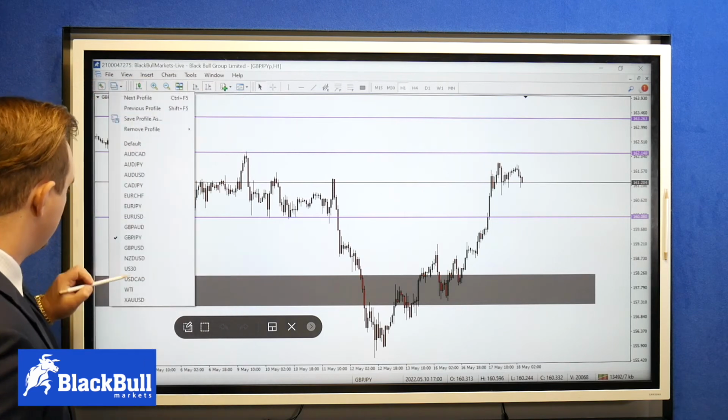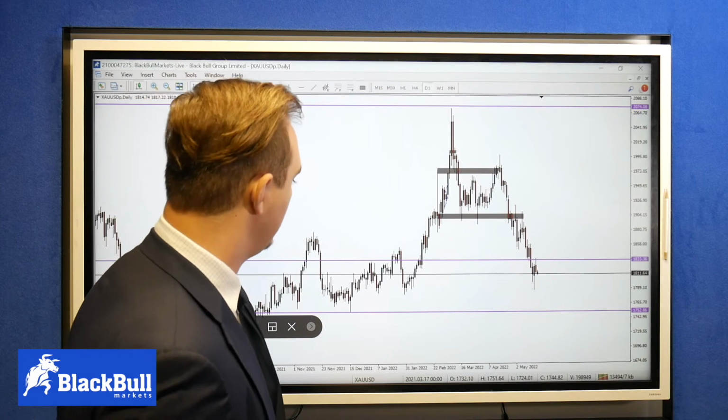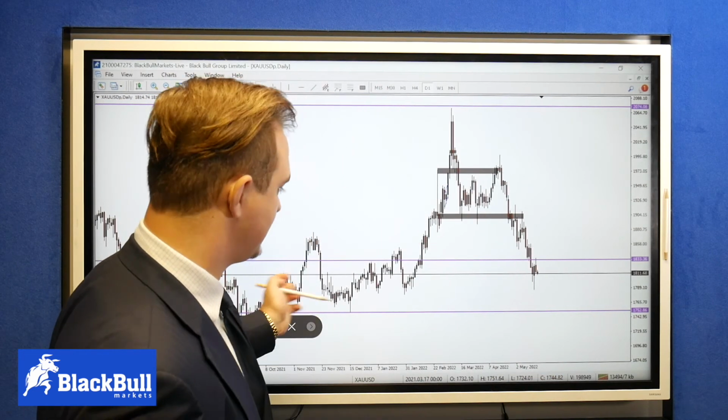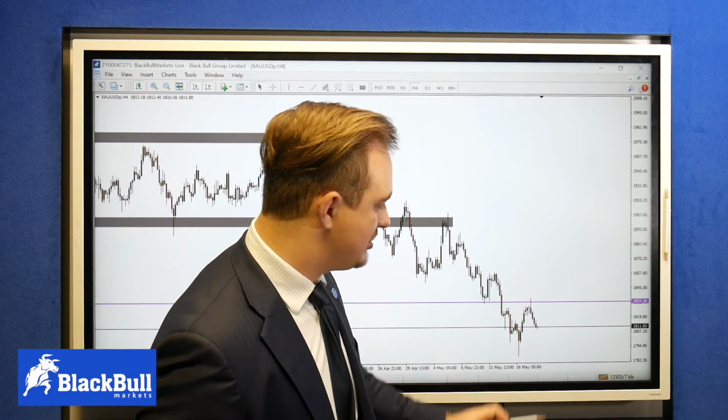Jump over to the gold actually. So let's jump over to gold now. We've spoken about gold for quite a while. We dipped into that zone, like I mentioned. We dipped into this consolidation zone. Having a look here on the 4-hourly time frame, we got a beautiful rejection on that zone.